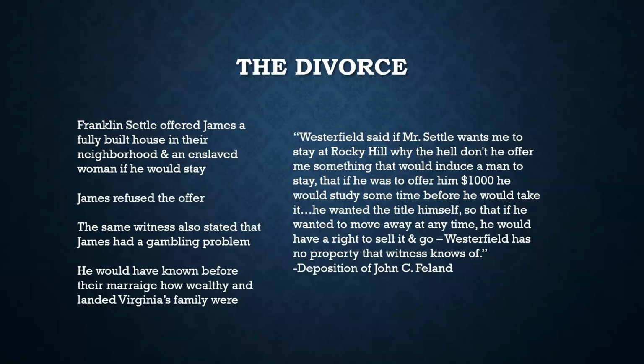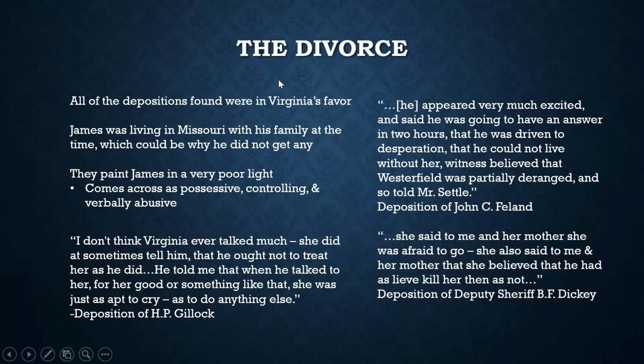So that kind of brings into the issue of, was James a gold digger? Did he marry Virginia because he knew she was rich and her family was rich and had a lot of land? And was he trying to get some land that way? So that was one of the things that I found through these records. And again, all of the depositions that I found were in Virginia's favor. I didn't find any that said really anything nice at all about James.